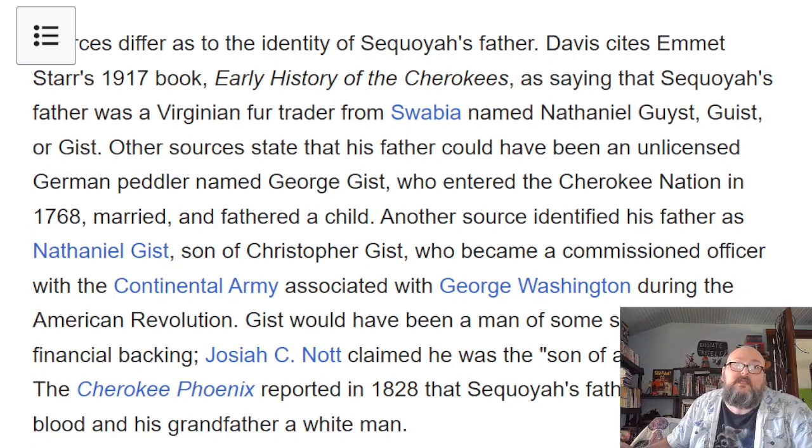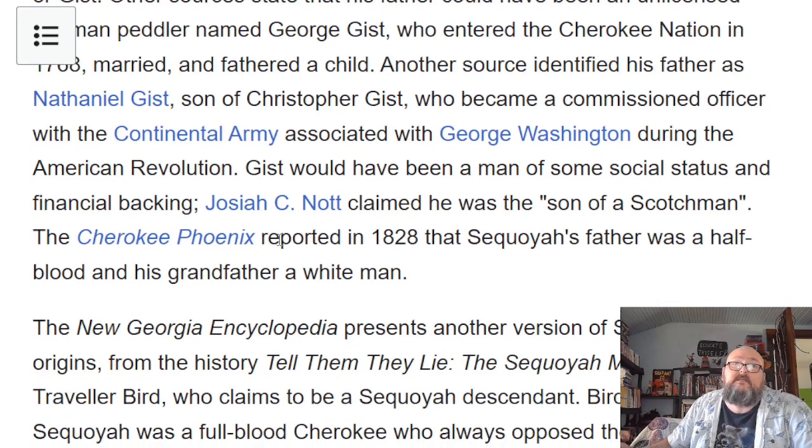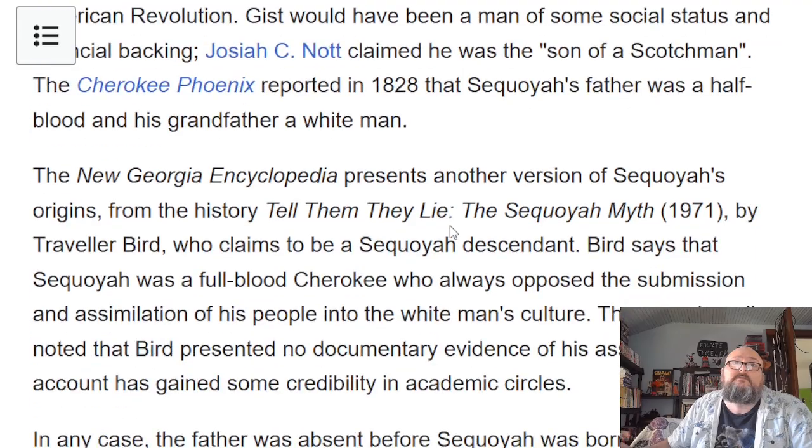It was claimed by Josiah Knott that Gist was the son of a Scotchman, while the Cherokee Phoenix paper reported in 1828 that Sequoyah's father was half-blood and his grandfather a white man. So yeah, even on his parentage, there are so many conflicting reports.